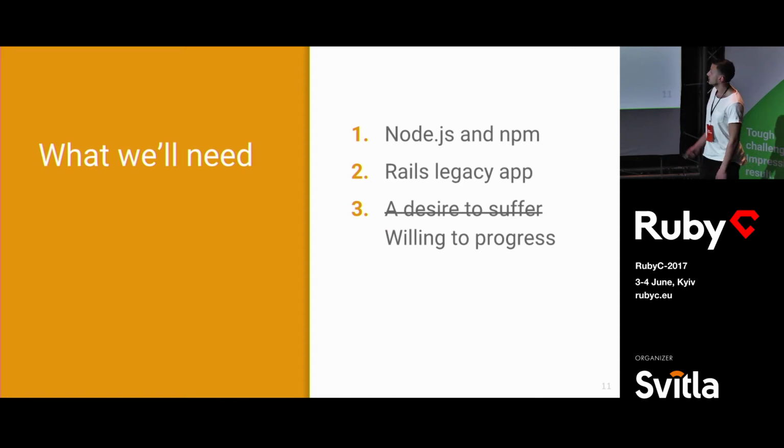So what we will need: Node.js and NPM, some kind of legacy application, and a desire to suffer. I meant that sometimes when you integrate new technologies into an application, you start suffering because it's not so easy to do in legacy code, and sometimes you have an overwhelming code base, and it's really very difficult. But actually, it's a willingness to progress, right? We need to replace it with this desire to update, to progress. And from that suffering, our progress should come.